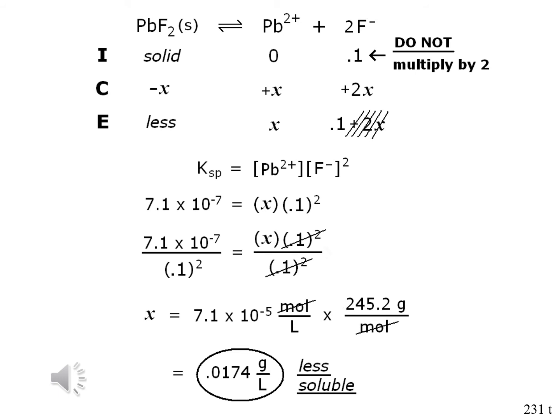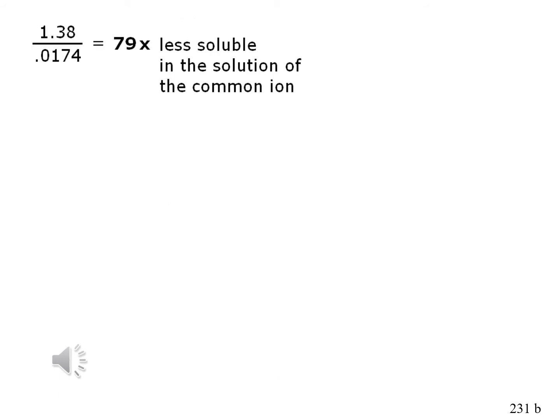The solubility went down a lot. It went all the way from 1 gram all the way down to 0.01. If you want to know how many times less soluble, it is taking the solubility in pure water divided by the solubility in the common ion, and you find out that it becomes 79 times less soluble, which in practice is a lot, and I'm going to show you a picture of that in a minute.